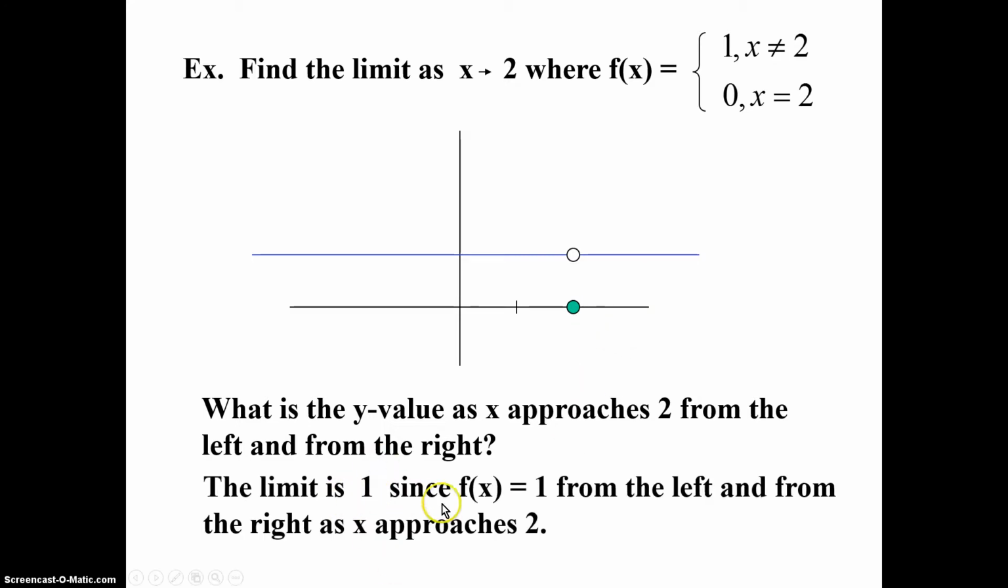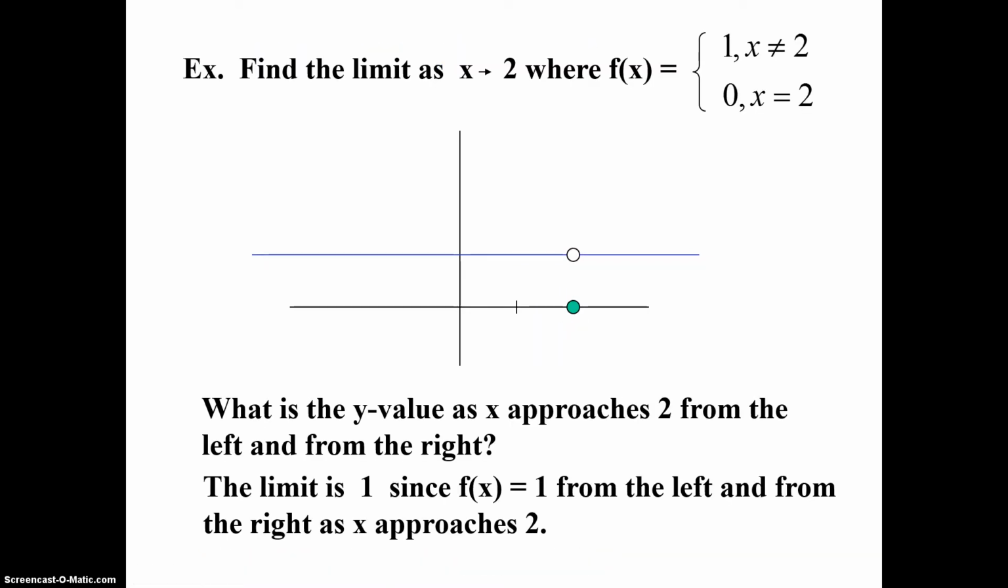So we have the limit is 1 since f of x is equal to 1 from the left and from the right as x approaches 2. And I put a little note there that we said that the value of f of 2 is immaterial. That means we didn't need this part right here. That was useless information.